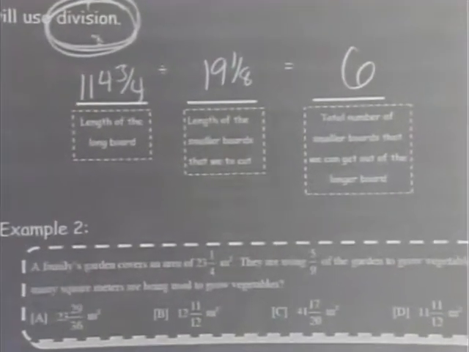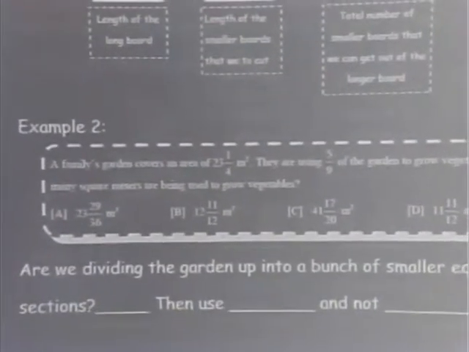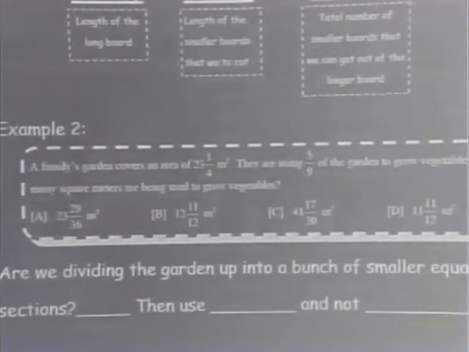This one's talking about a family's garden. A family's garden covers an area of 23 1/4 square meters. They're using 5/9 of the garden to grow vegetables. How many square meters are being used to grow vegetables?